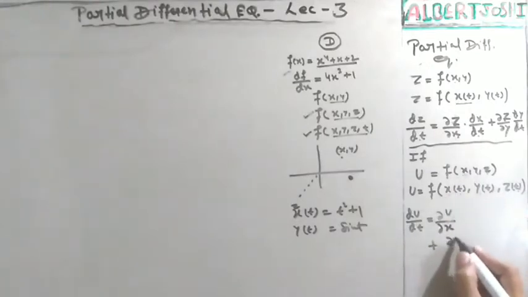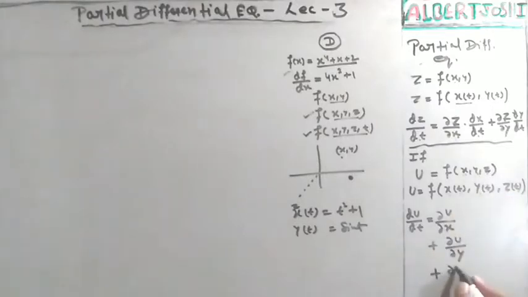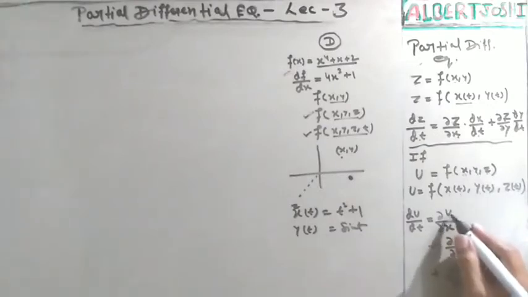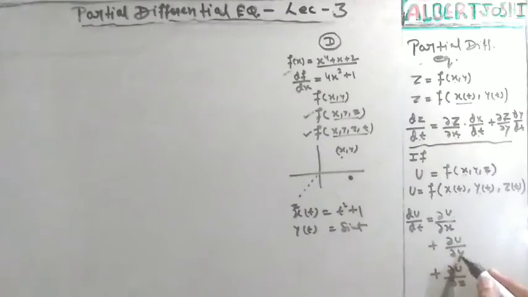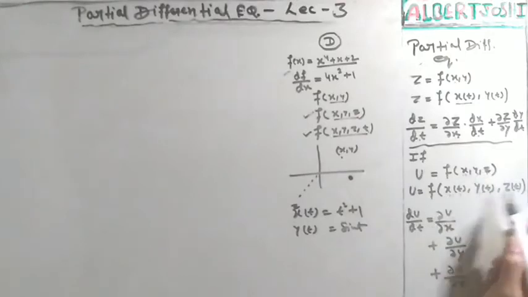Then you will differentiate u with respect to y because y is here. Then you will differentiate u with respect to z because z is here. Okay, you differentiate u with respect to x, you differentiate u with respect to y, you differentiate u with respect to z.